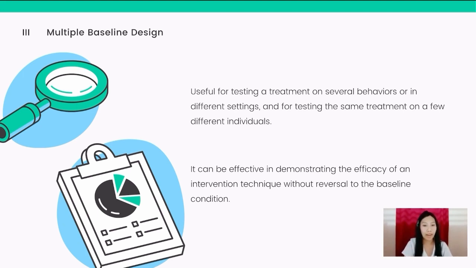Baselines for both tasks could be established. The researcher could measure the number of sales calls made and reports written by the worker each week for several weeks. Then the goal setting treatment could be introduced for one of these tasks, and at a later time the same treatment could be introduced for the other task.